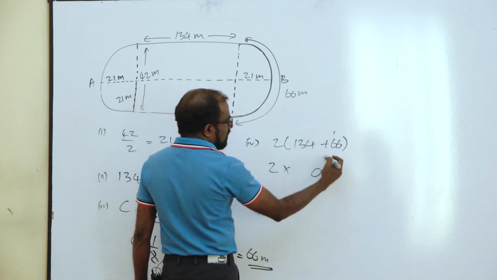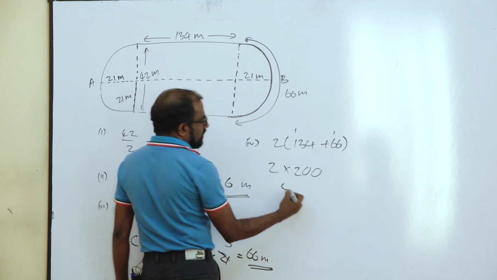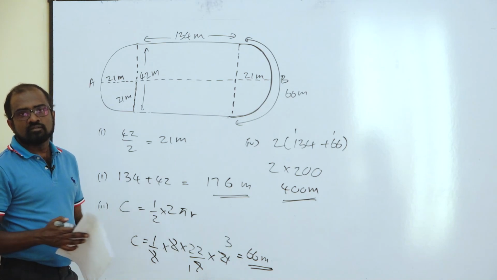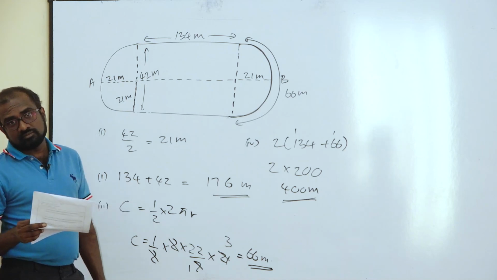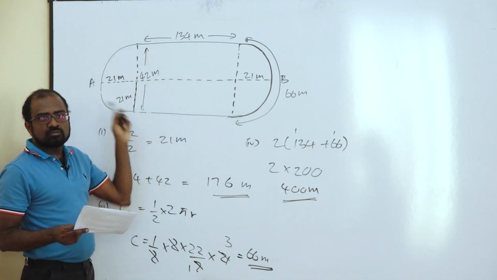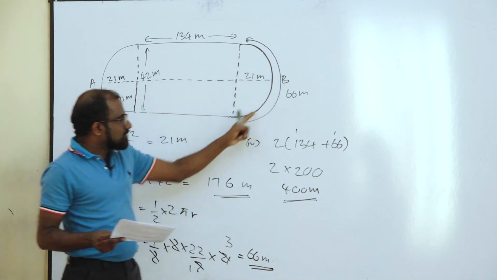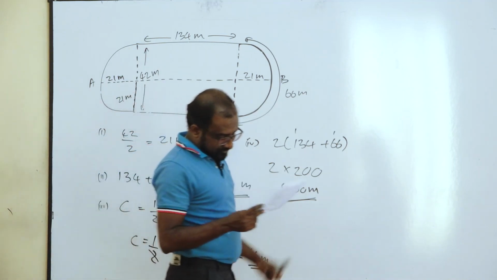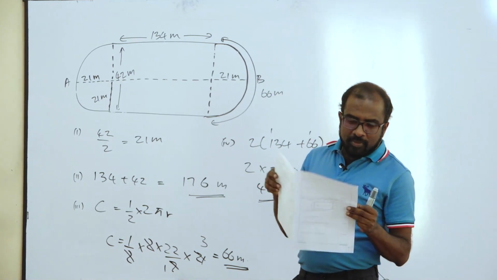6 plus 4, 10, remainder 1. 7 and 3, 10, remainder 1. 2 times 200. What is the perimeter of this running track? 400 meters. Right? So, is it difficult? Make the perimeter. What is the radius? Find the circumference of the semicircle arc. Then the perimeter.